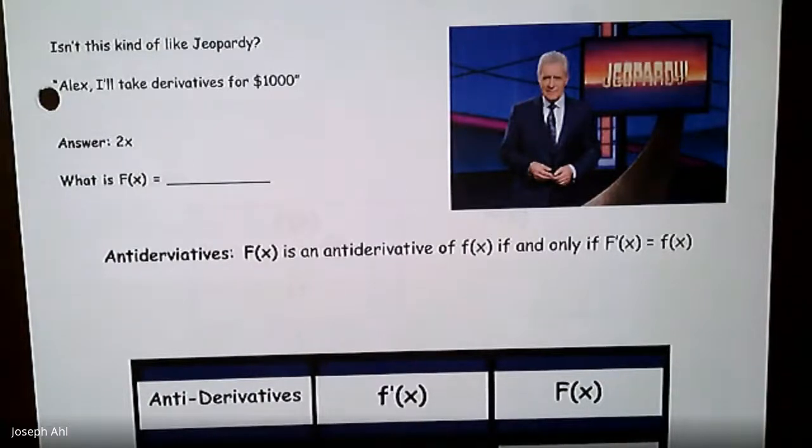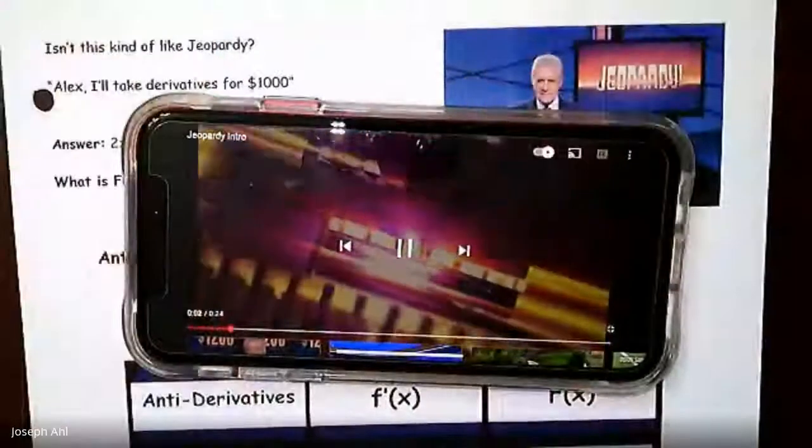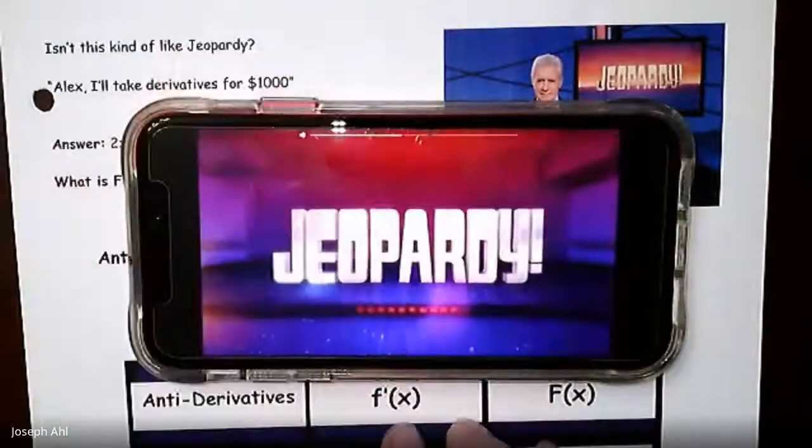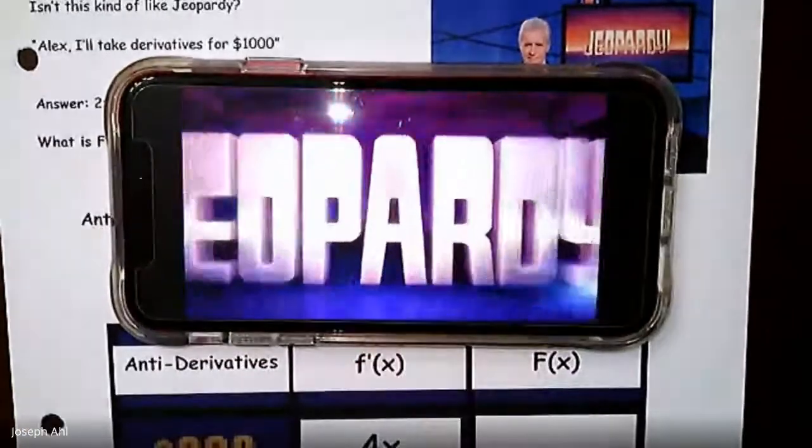We probably need a little theme music here. Probably make this a little bit louder. Oh, how nice.